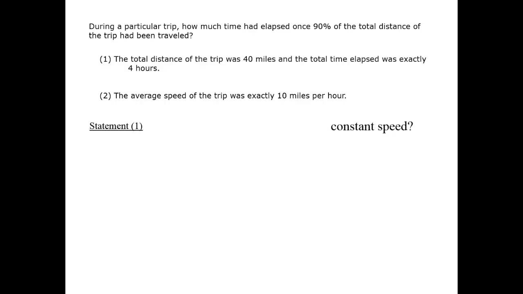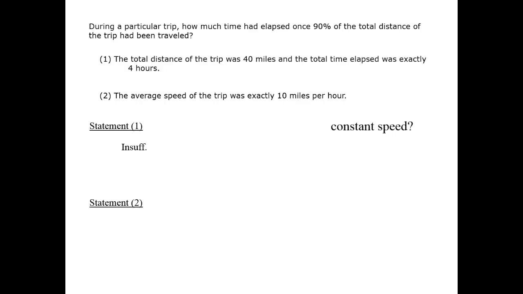Statement 1 plays into our expectations. It allows us to infer the time of the trip, but we don't know whether the speed was constant. For example, we might have been in standstill traffic for 90% of the trip and cruised for the last 10%, or it could have been a constant speed. Those two cases yield different answers, so we don't have sufficient information to answer the question definitively. Statement 1 is insufficient.